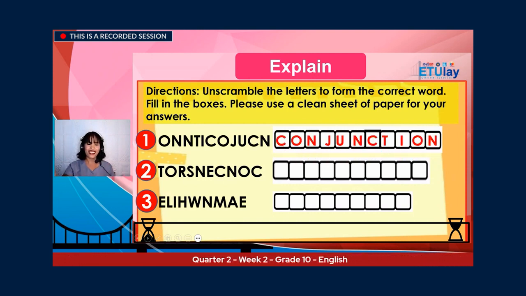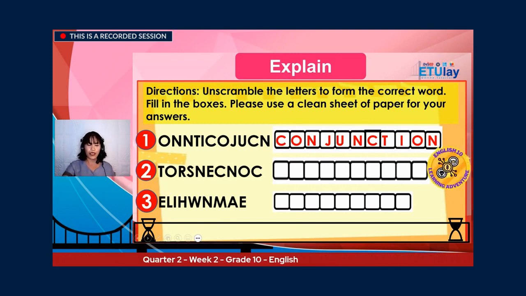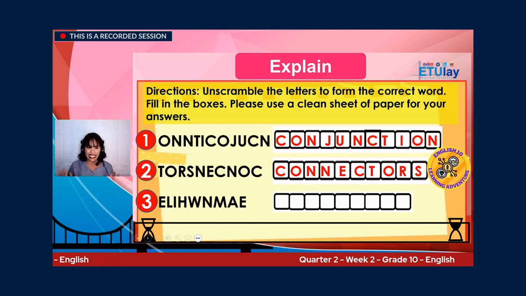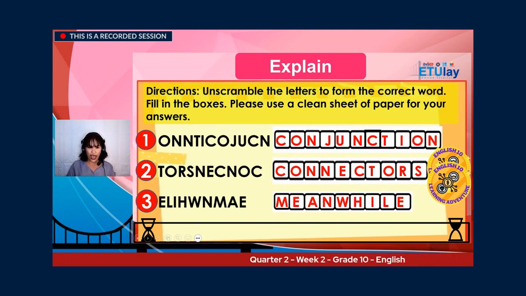Number 1. Indeed. Wonderful, wanderer. I'm sure you got conjunction. Yes, that's our main topic today. And you have a token. Nice. Number 2. The correct answer is connectors. Yes, great job. And for that, of course, another token is given for you. For number 3, an example of conjunction, we have meanwhile. Wow. And please note, these are just the first 3, meaning we still have 2 other words to unscramble.